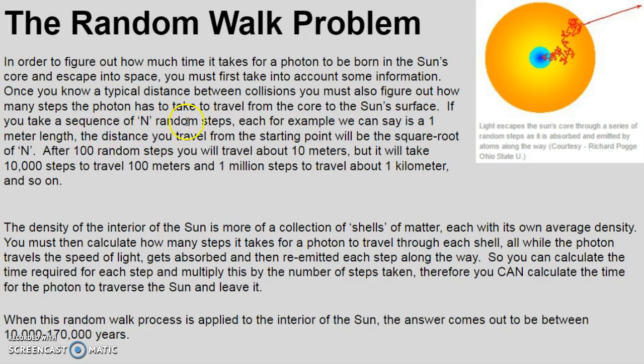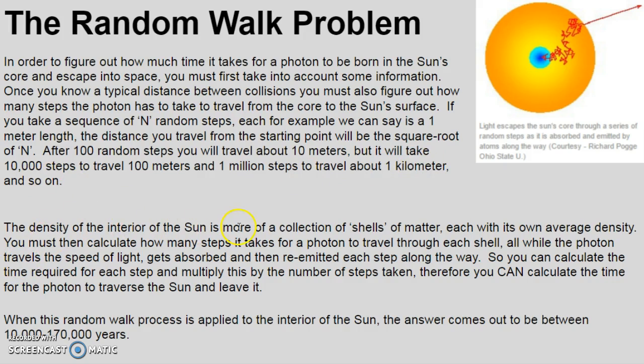If you take a sequence of n random steps, each step we can say is 1 meter in length. The distance you must travel from the starting point will be the square root of n. After 100 random steps, you will travel about 10 meters, but it will take 10,000 steps to travel 100 meters, and 1 million steps to travel about 1 kilometer, and so on.